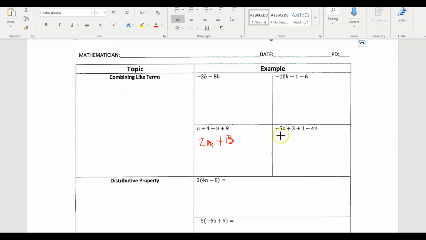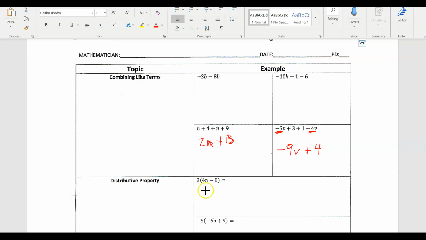Now I look at the next expression. I look for all the terms that have v's in them. I have negative 5v minus another 4v, so that's a total of minus 9v. Then I have plus 3 plus 1, that is a total of plus 4.